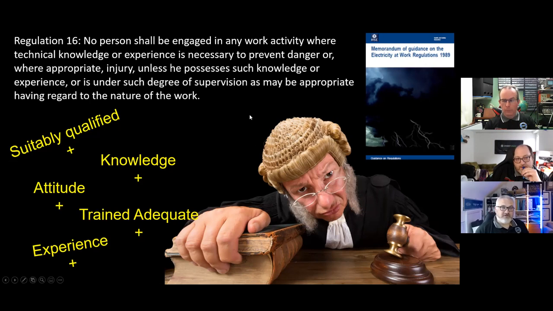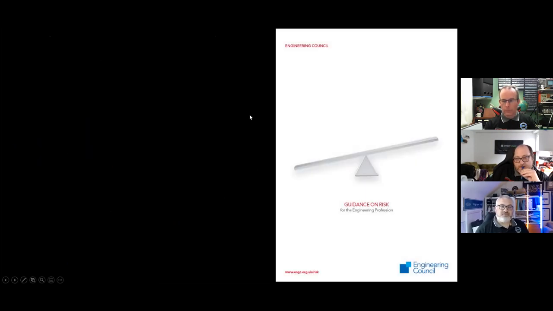So just moving forward, I want to introduce you to a new weapon, and I shouldn't use that term, but it's a new book. It's actually not new, it's existed for years, but not many people knew it was there. It's published by the Engineering Council of the UK, and it's Guidance on Risk for the engineering profession.